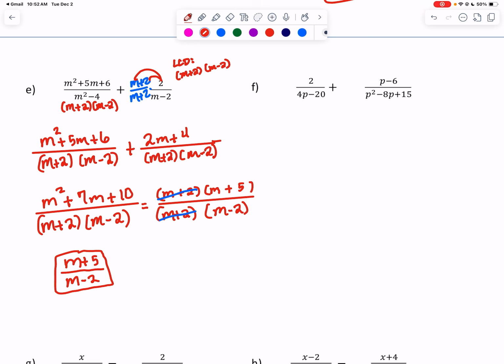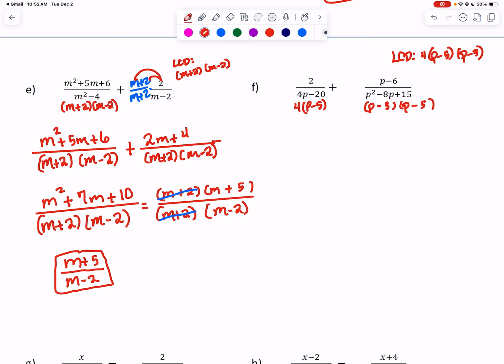All right, problem F. 2 over 4p minus 20 plus p minus 6 over p squared minus 8p plus 15. Now my first denominator, I can factor out a 4, which would leave me 4 parenthesis p minus 5. My second denominator, I could break down to p times p. For the 15, I'm going to use 3 times 5, making them both negative. So for my LCD, I'm going to need a 4. I'm going to need a p minus 5. And I'm going to need a p minus 3.